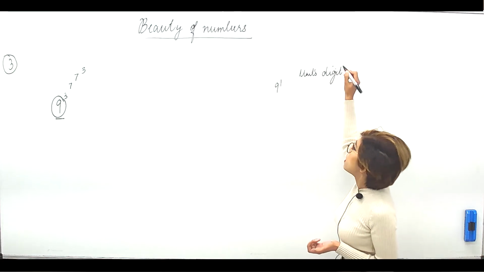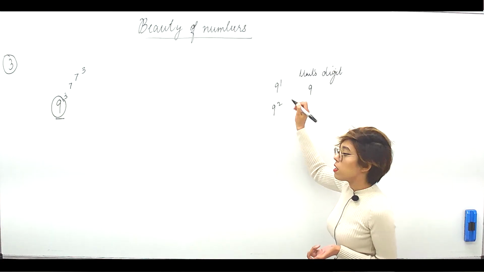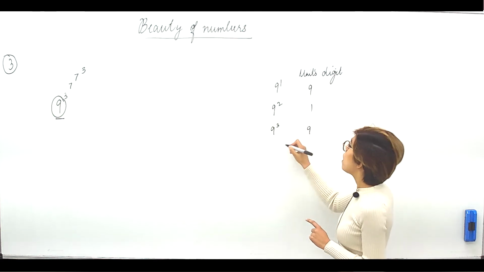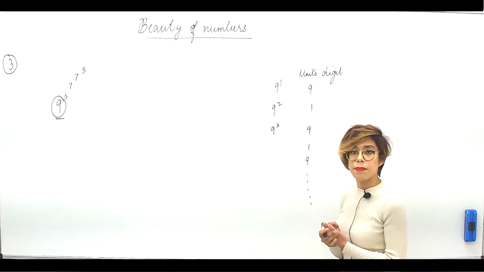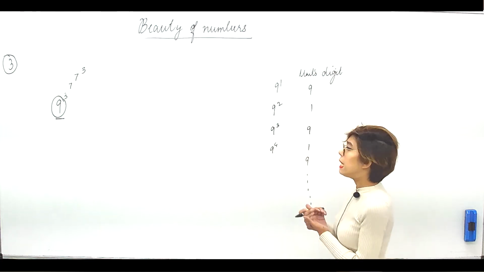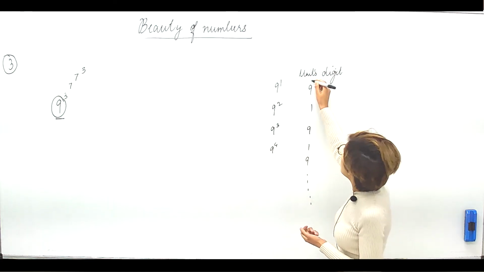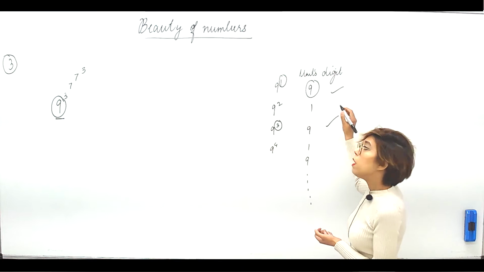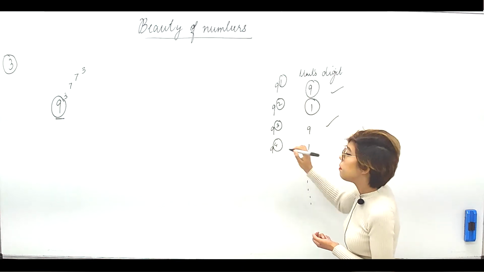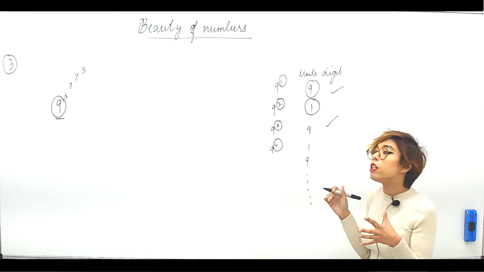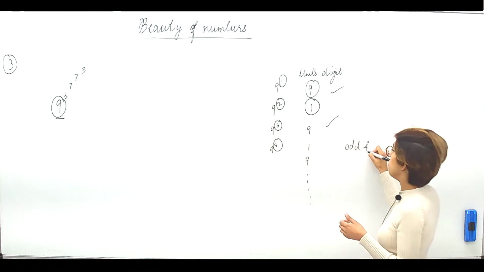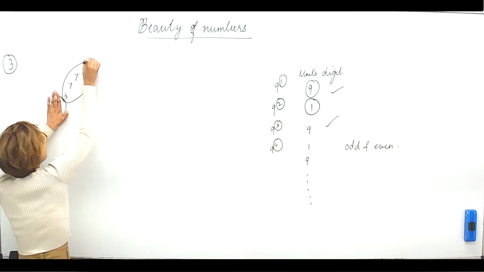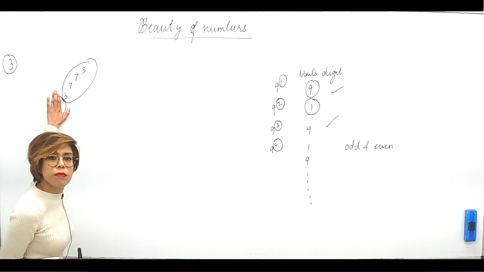Now, 9 raised power 1, obviously unit digit is 9. Then 9 raised power 2 or 9 square, unit digit is 1. Then 9 cube, obviously the unit digit will be 9. Then 1, then 9, and so on, right? Now, obviously, I think you can clearly see the pattern. Now, 9 comes when the numbers are like 1 and 3, both are odd number, and 1 comes when the numbers are even, right? So, basically, the segregation is what? Odd powers and even powers, right? Now, somehow, if I get to know whether this power is odd or even, my problem will be solved, right?